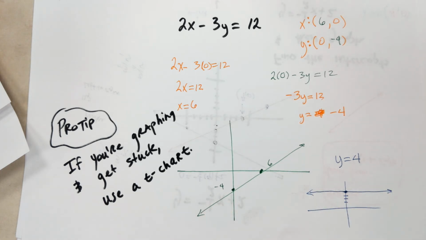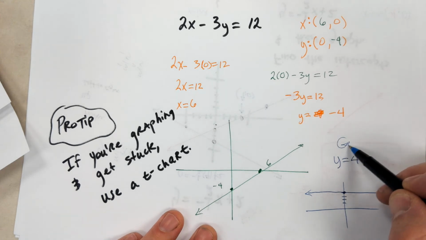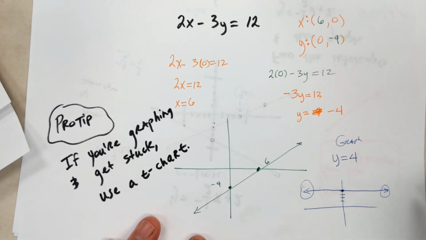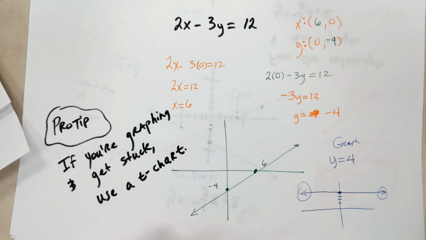You have to graph it. If it said graph y equals 4, you can't just put the dot on the number 4. That's not complete. You have to draw a line, because it's a picture of all the answers, and that's what the arrows mean. The arrows mean it keeps going in each direction in that same line.